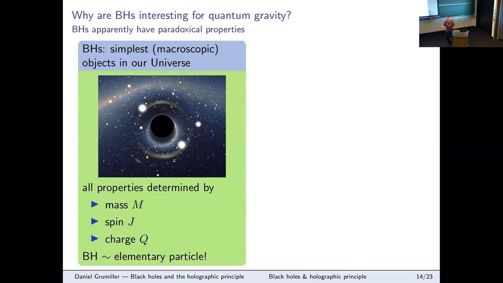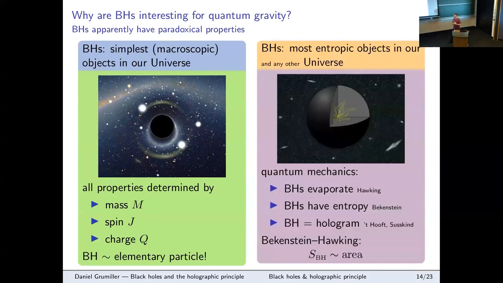If you take into account quantum mechanics, the story doesn't just get a little bit more complicated, but black holes are arguably the most complicated objects that could exist in our or any other universe, in the sense that they are the most entropic objects. So if you're a physicist, well, then you know what entropy is. If you're not a physicist, you can think of entropy as information if you want.